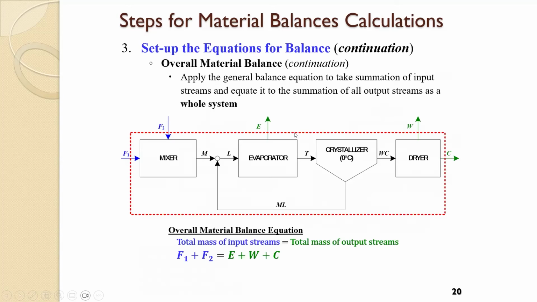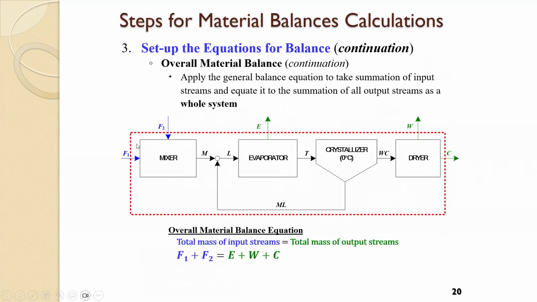Next. This is what I was telling you earlier about. The dotted line is what you call the system boundary. Without the red dotted line, you might get confused and tell me, sir, there are a lot of arrows: there's the M, the L, the T, W, C, M, L. However, if I only look at the dotted line as my system boundary, what enters the boundary? F1 and F2. What exits? E, W, and C. So it lessens the number of unknowns immediately, right?